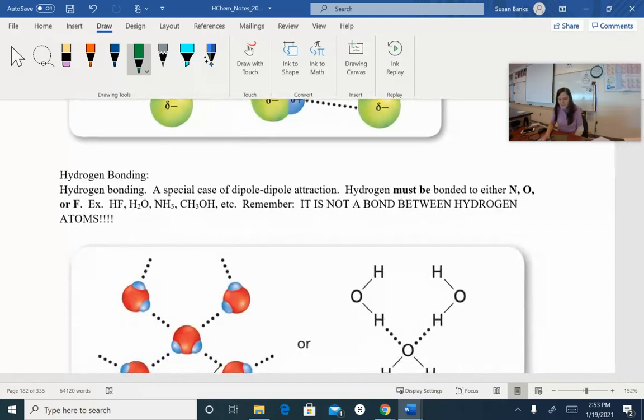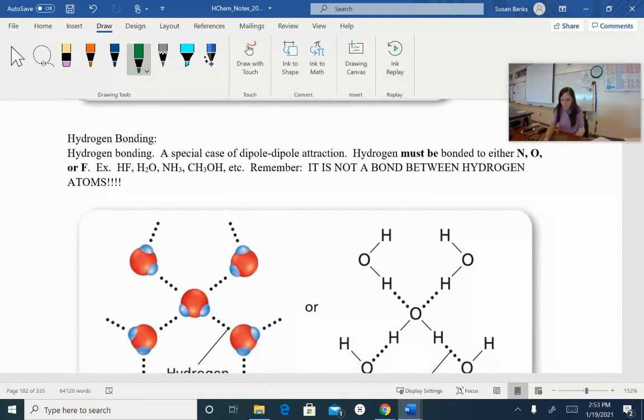Okay, hydrogen bonding. Hydrogen bonding is a special case of dipole-dipole attraction. It's very special. We've got to have two things happening here. We've got to have a hydrogen, and that hydrogen has to be bonded either to nitrogen, oxygen, or fluorine. If that hydrogen is bound to something else, it is not a hydrogen bond. It is just a dipole bond. It has to be bound to nitrogen, oxygen, or fluorine.